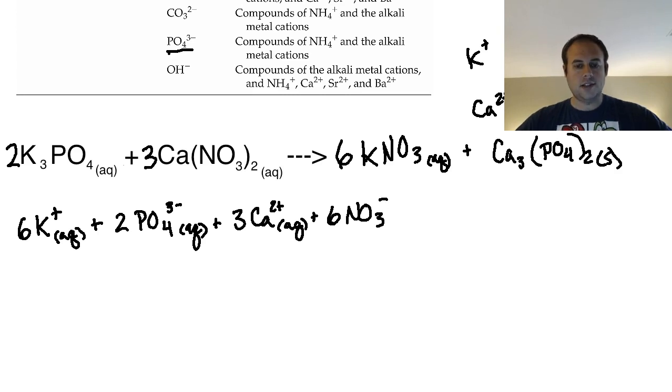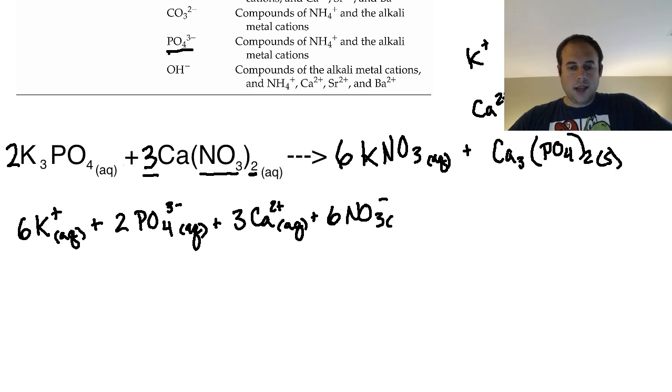NO3 minus. Now some students get confused where this came from. Here's the nitrate, the NO3. I've got 2 of them per molecule, and I'm asking for 3 of these molecules. So if I count that up, that's going to be a total of 6, all right? So this would be aqueous, and that takes care of the reactant side.